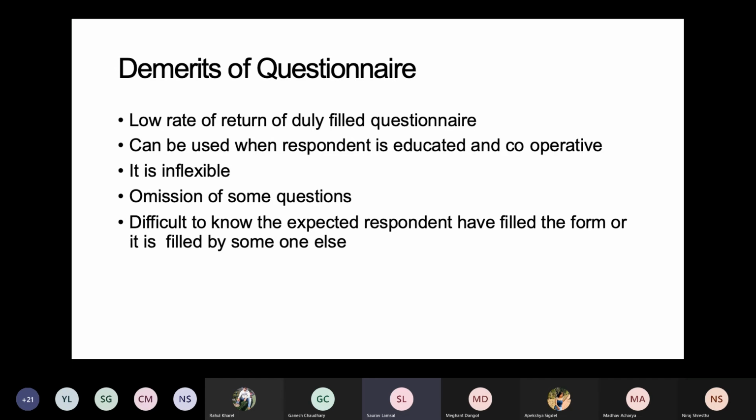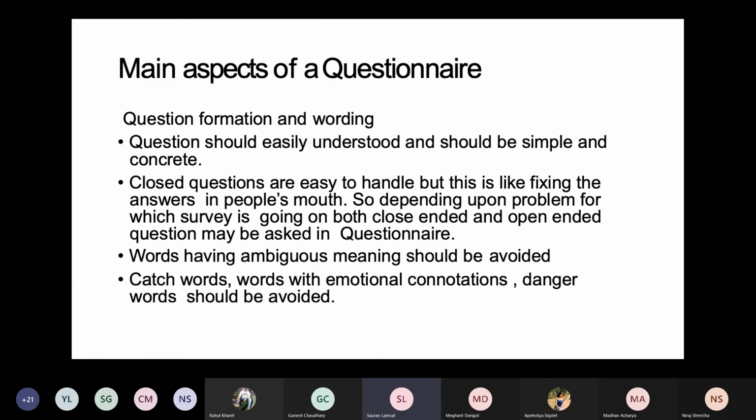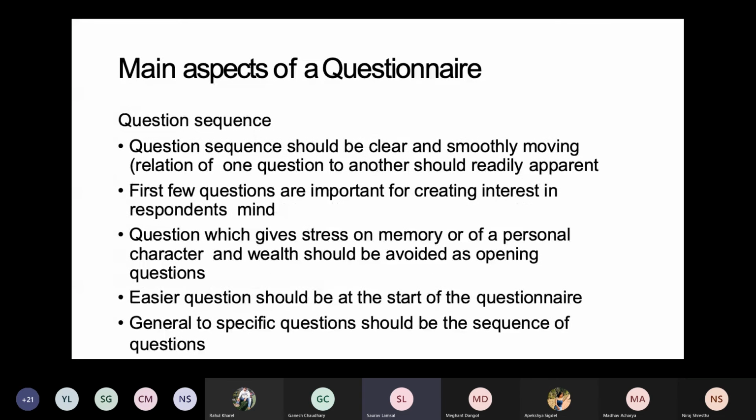In an interview-administered questionnaire, it is not a problem. In a self-administered one, it is the problem. So the main aspects we need to consider are two things: question sequence, and formatting and ordering. In question sequence, this is the format in which we need to order the questions, which we already discussed in previous classes. The question sequence should be clear, smooth, simple and easy, and the last point to consider is that the sequence should go from general to specific questions.